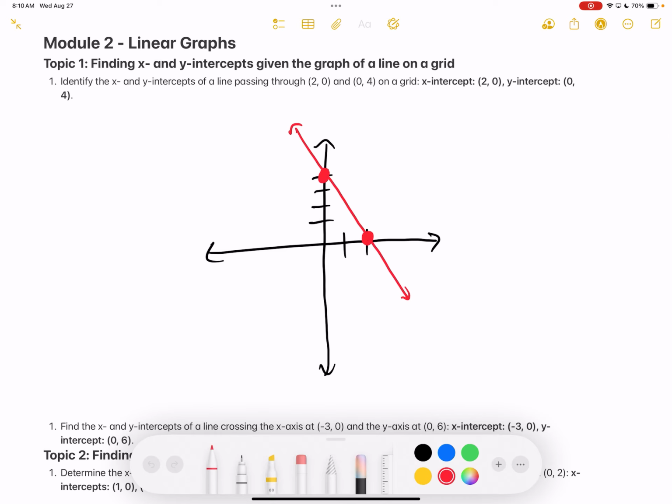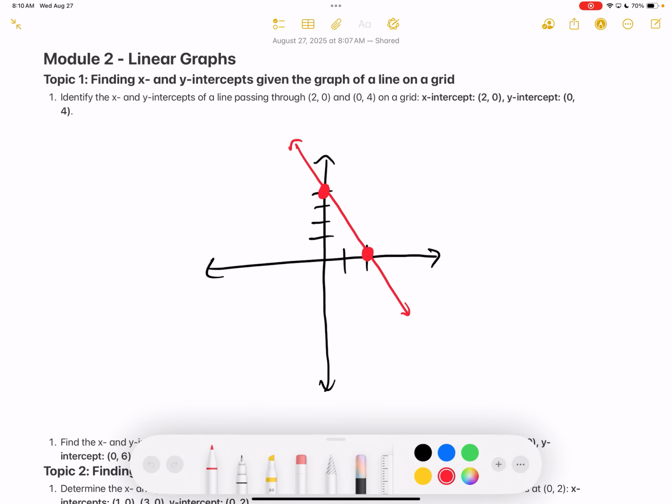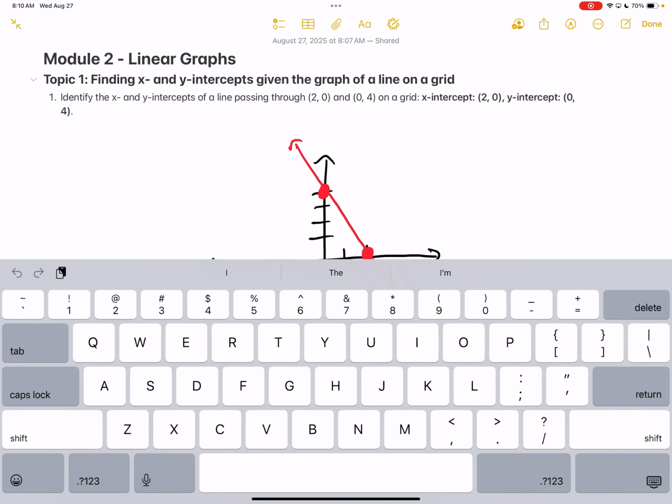A lot of this may be a review for you. We'll see. All right, so linear graphs. The first thing starts pretty easy. It's just breaking down these. Well, actually, before I even do that, I want to do this.